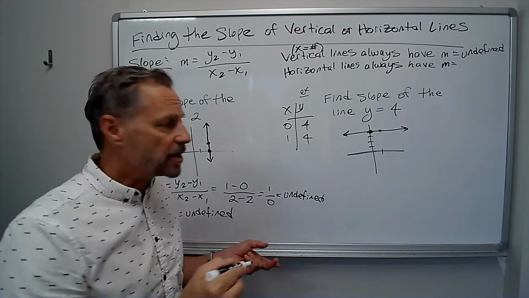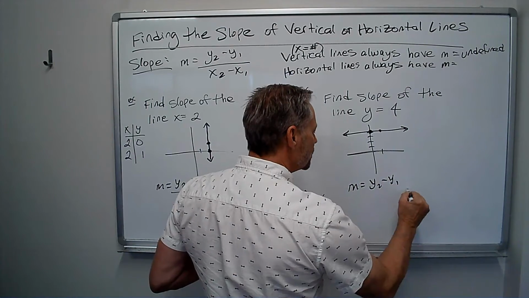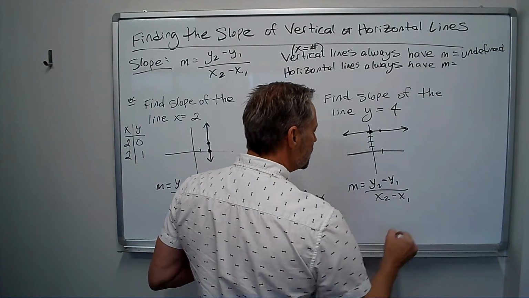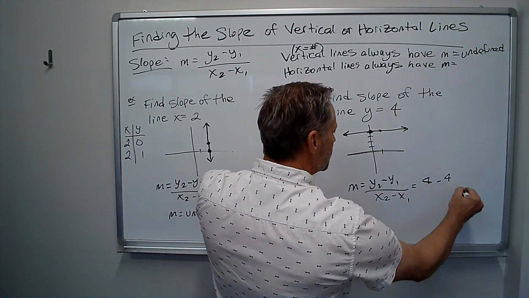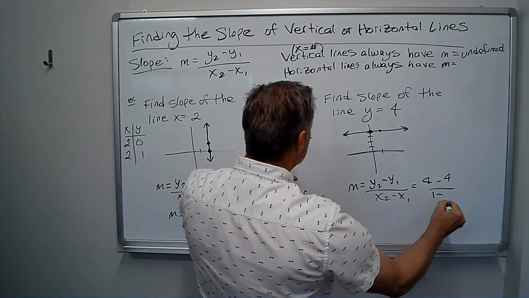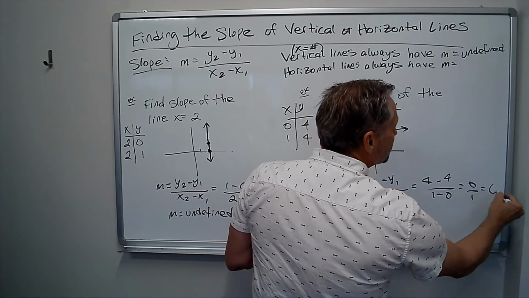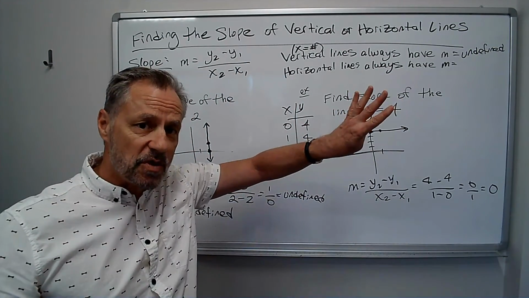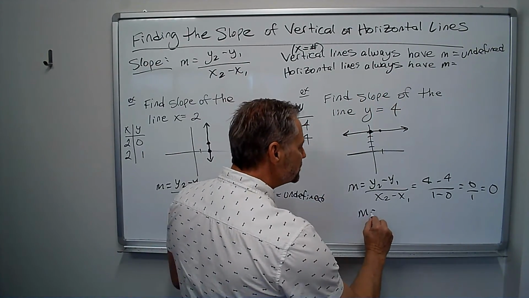Well, let's figure out what the slope is. M equals, again, y2 minus y1 over x2 minus x1. So my second y was 4, minus my first y, which was 4. My second x was 1, my first x was 0. So I get 0 over 1, which I can do. That's 0. 0 on the top is okay, 0 at the bottom, no way. So here I get a slope of 0.